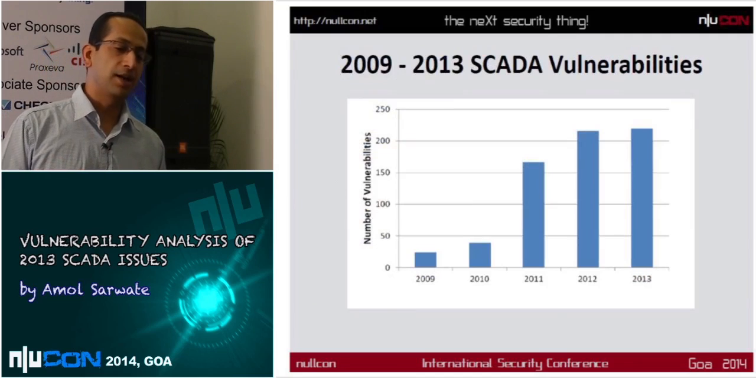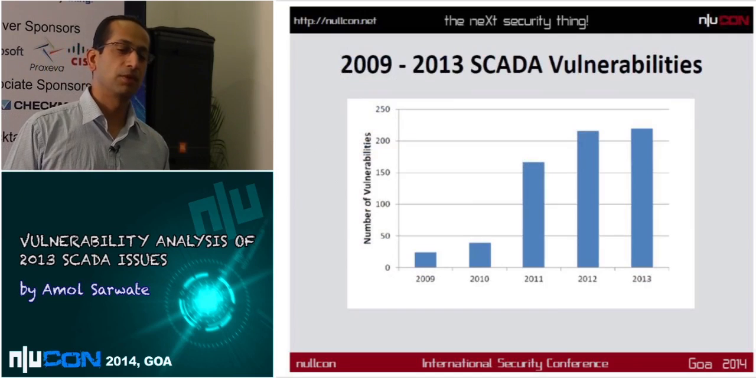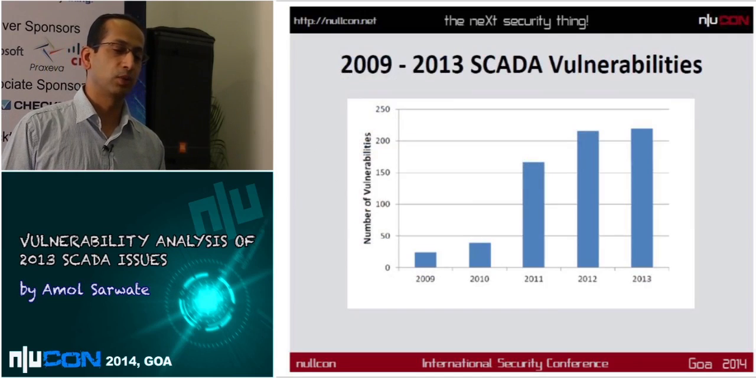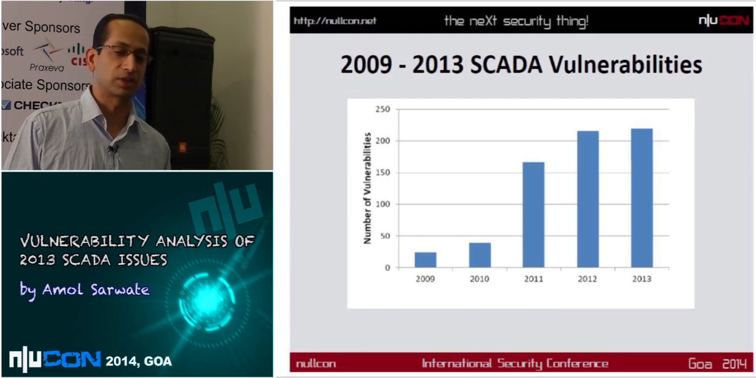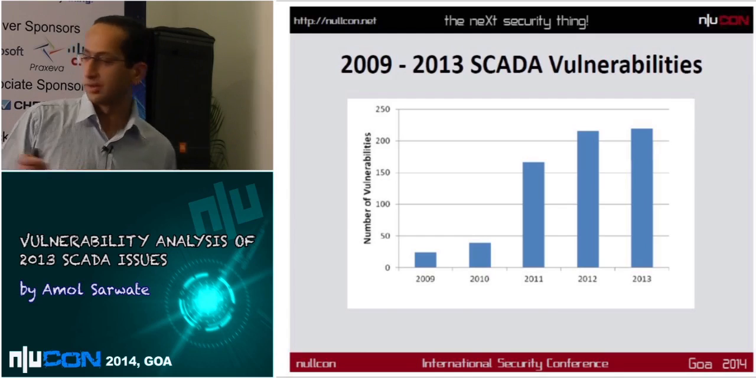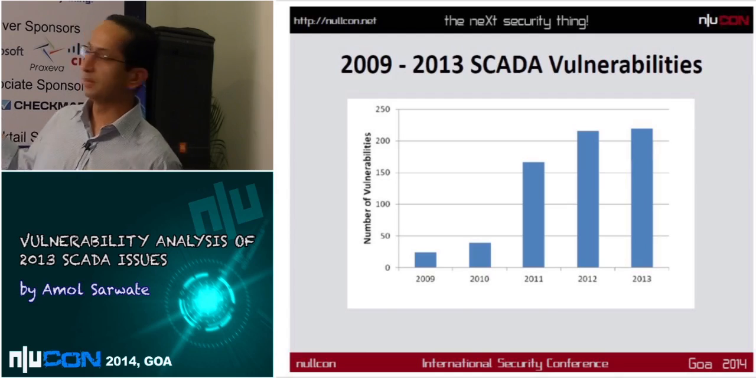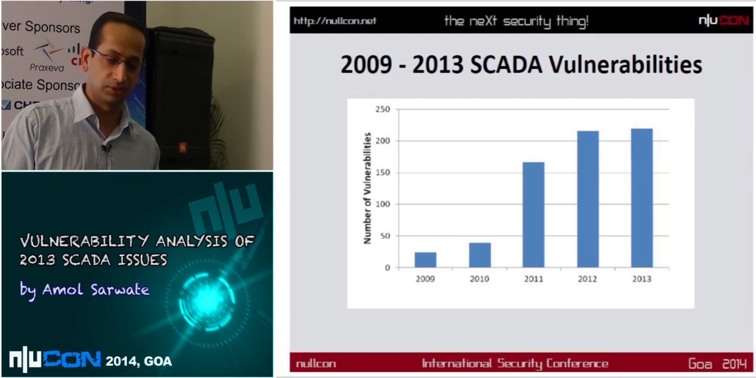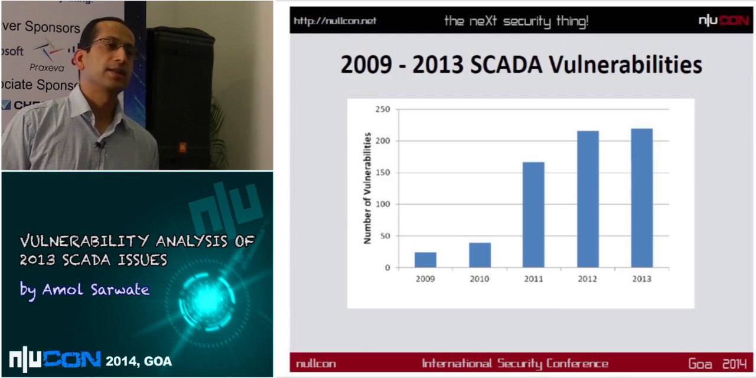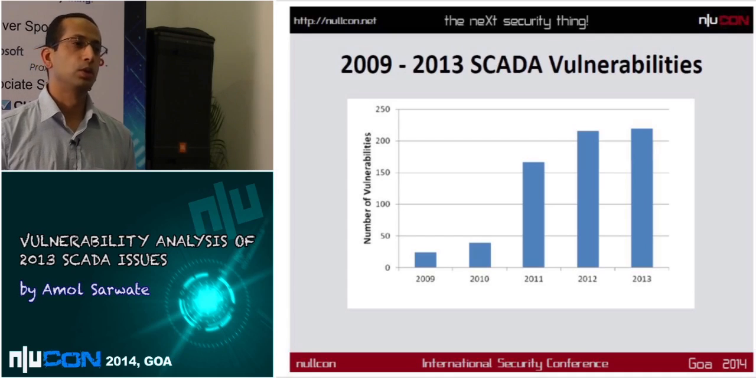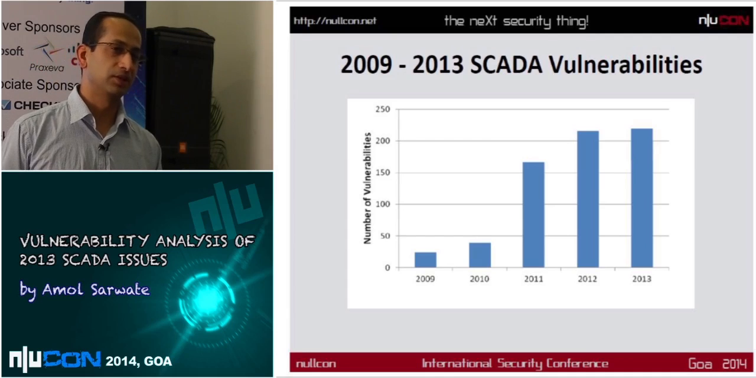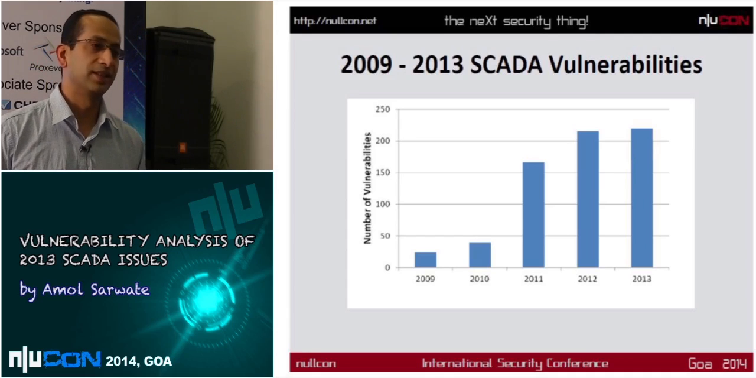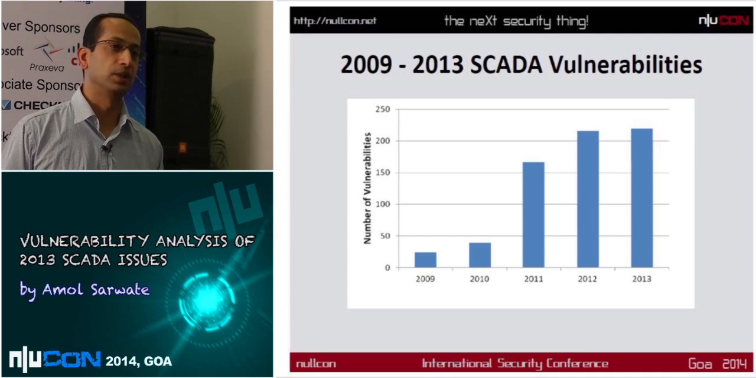So this is a quick graph of some of the vulnerabilities that we have been tracking from 2009 to 2013 for SCADA systems. And it's actually no longer estimated because 2013 is over. But as I mentioned to you before, we constantly track vulnerabilities on a day-to-day basis, and we create signatures to identify these vulnerabilities.